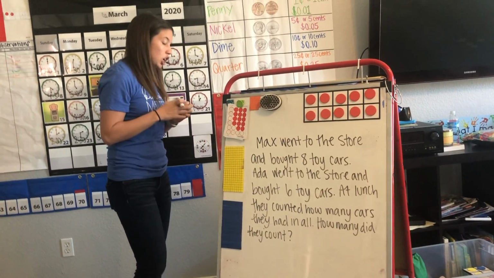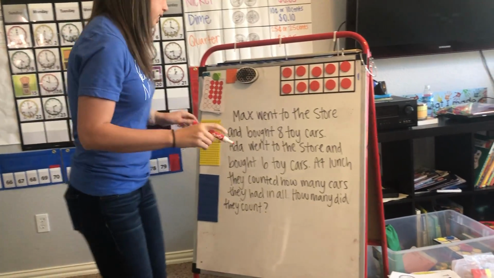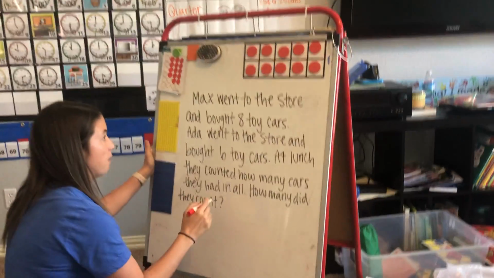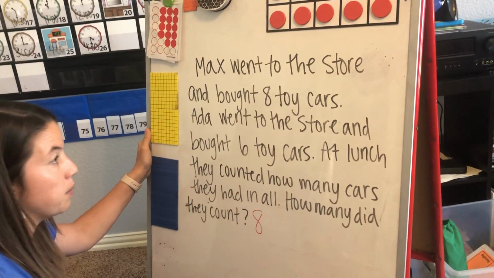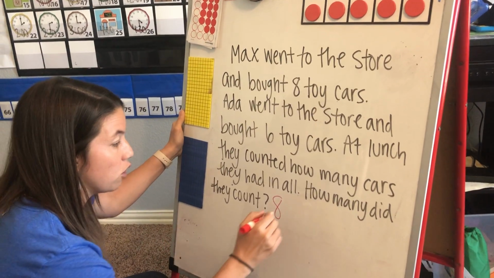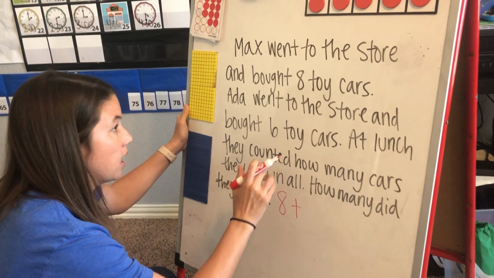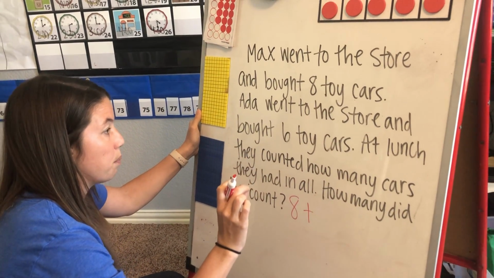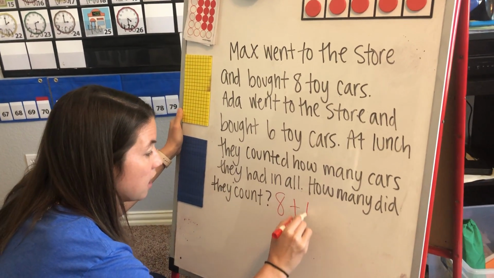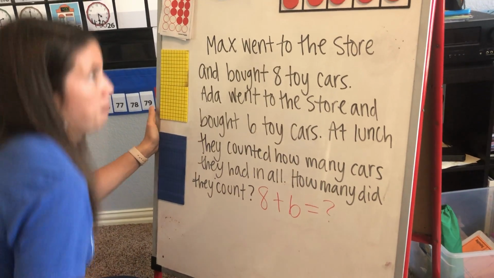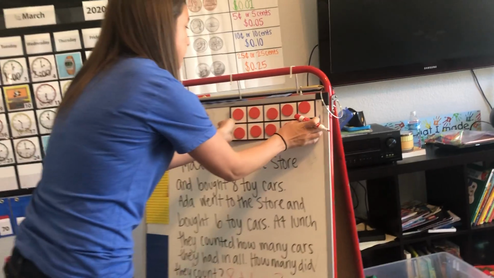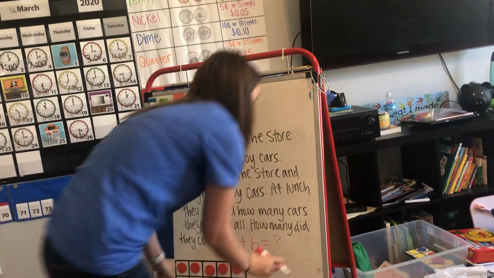All right, so let's write our number sentence. We're gonna write how many toy cars Max had. Max had 8 cars. And then we said that we're gonna have more, so we know that we're gonna use a plus sign. And then Otto went to the store and bought 6 cars, so 8 plus 6 equals, we don't know. All right, so I'm gonna represent these 2 numbers on our tens frames.